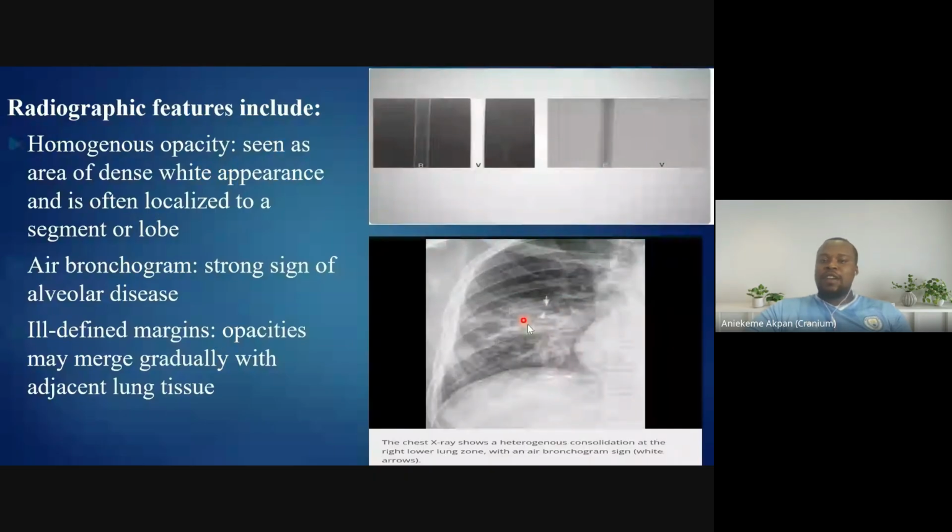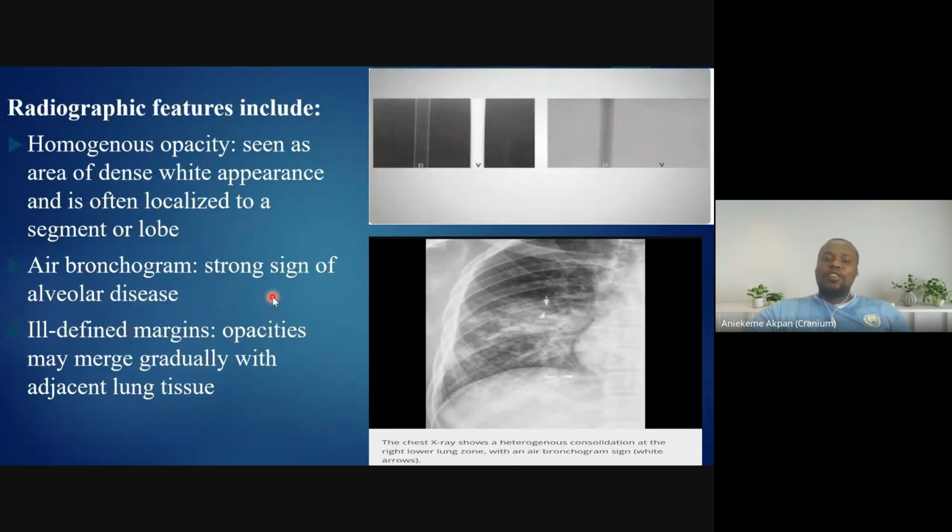Nodules will be round, or well circumscribed, or bigger. But when you are talking about alveolar infiltration, you will see that it's not circular. It doesn't have a definite shape, but you will definitely know that it's localized to a particular segment or a particular lobe. So you will see an area of dense white appearance, often localized to a segment or a lobe.